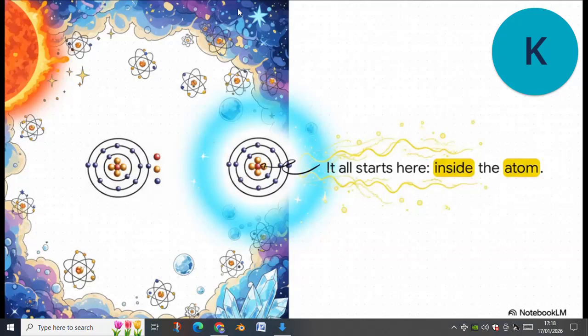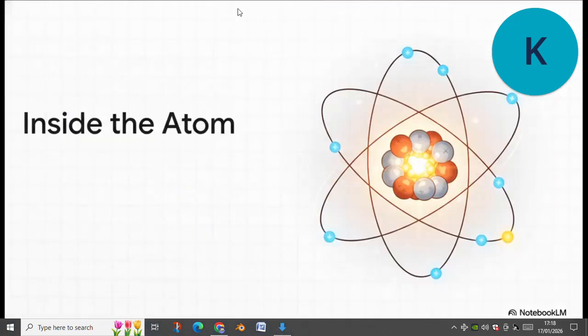Well, the answer starts right here. Everything, you, me, this screen, the stars in the sky, it's all made of atoms. And the secret to electricity, it's locked away deep inside this tiny, tiny structure. Right at the heart of the atom, you've got the nucleus. And that's made of positively charged protons and neutrons, which have no charge. But orbiting that nucleus are these teeny negatively charged particles called electrons. And these little guys, they are the absolute superstars of our story.